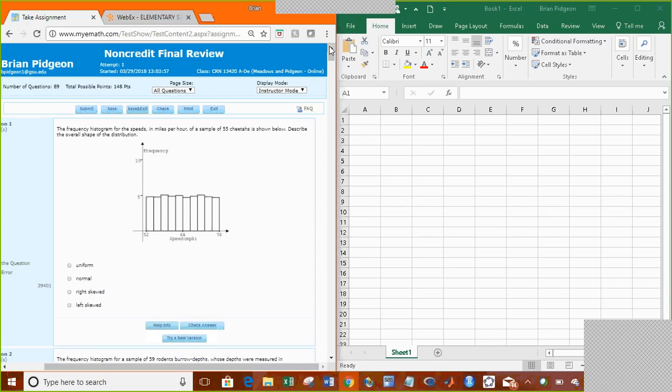So we have a histogram displayed here and we just want to describe the shape. Because the values are roughly consistent throughout the whole interval, we say that's a uniform distribution.